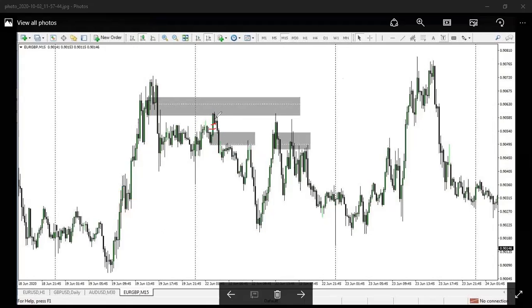To trap everyone who was buying up here. And this is the return to breaker. You would have sold here, so you would have sold here, then also buy here. But this would be more for advanced guys.